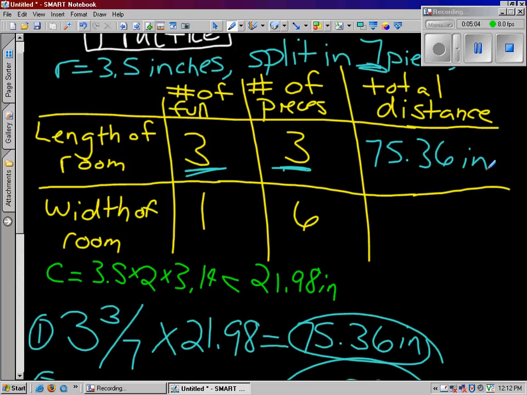Alright, and for the width of the room, I'm just going to do it my favorite way, which is fraction way. I only have one full rotation and 6 pieces, but there were 7 pieces total. So I take my circumference, 21.98, times 1 and 6/7.